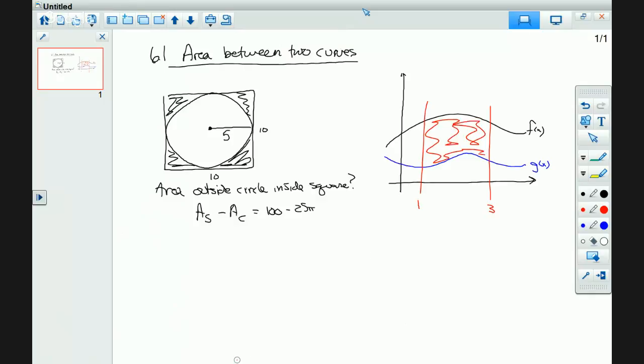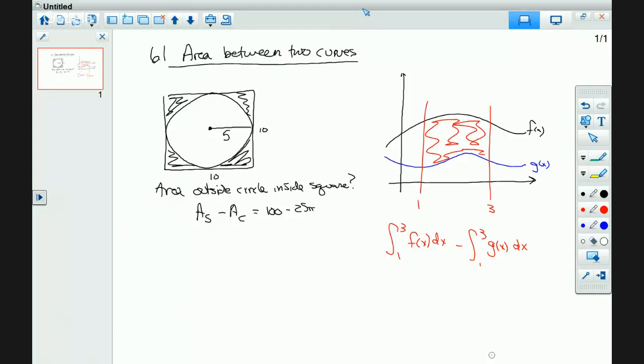So if I'm going to go with f of x, which is basically taking the area of the square, and then g of x is the circle, you subtract the area of g of x. Yes. Okay, so it's the same concept.